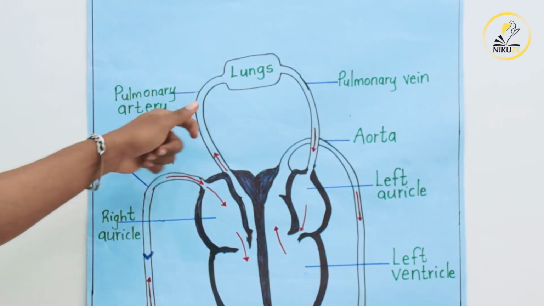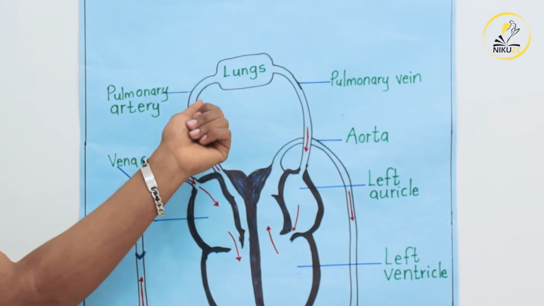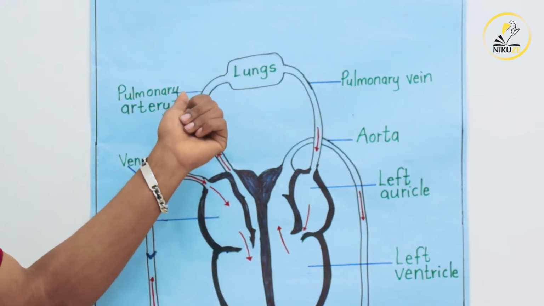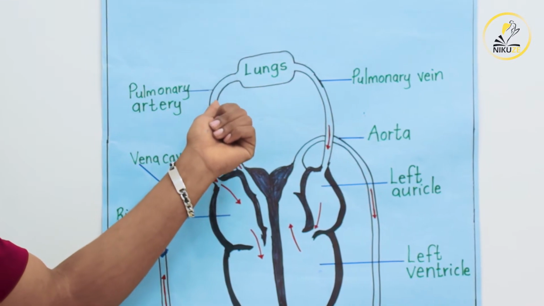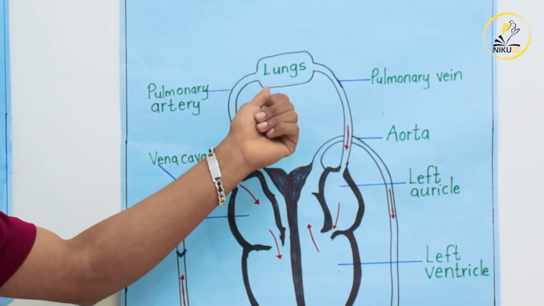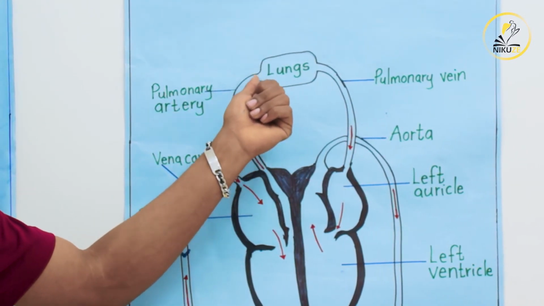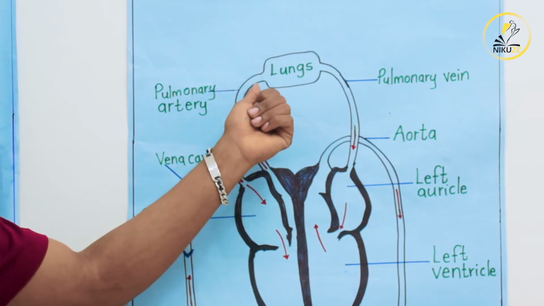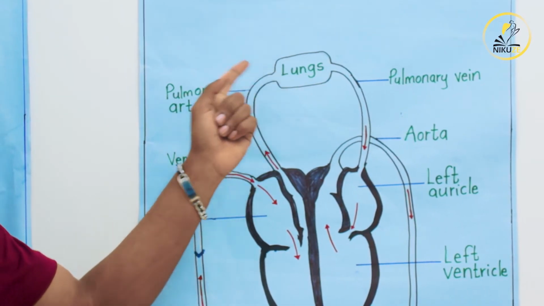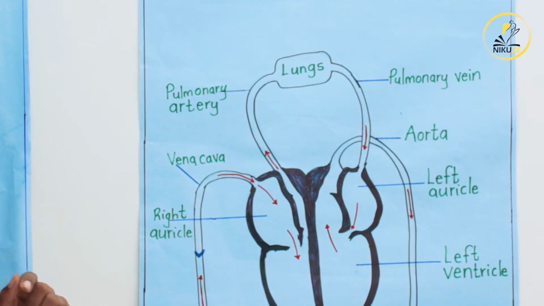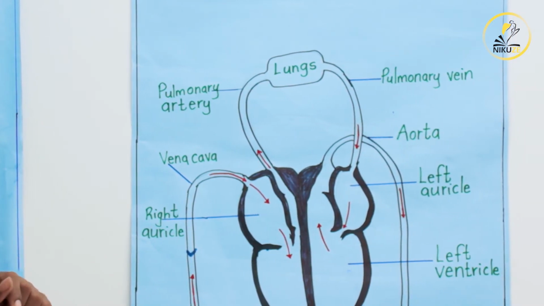Now, once the blood is in the lungs, this blood has got carbon dioxide. The carbon dioxide will be removed here at the lungs. It is where the carbon dioxide is being removed. Lungs is not part of the circulatory system. It only acts as a support organ. Make sure you remember that.